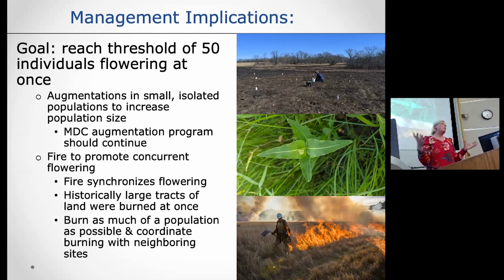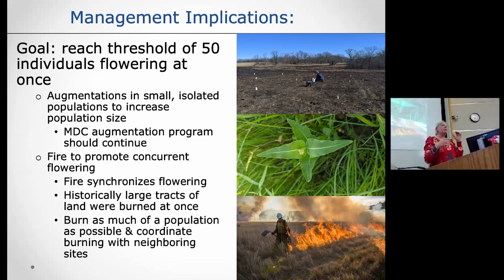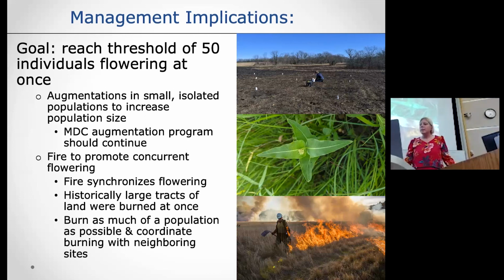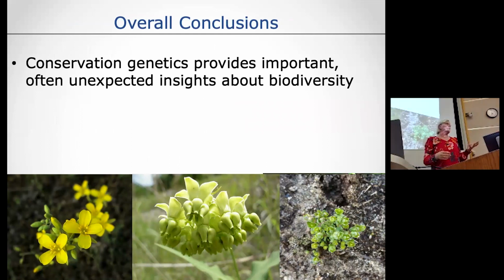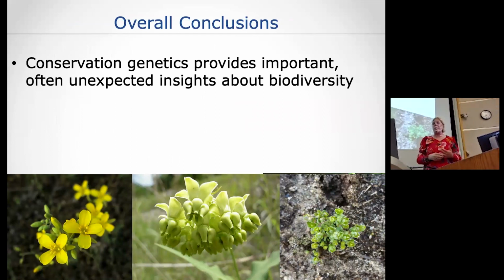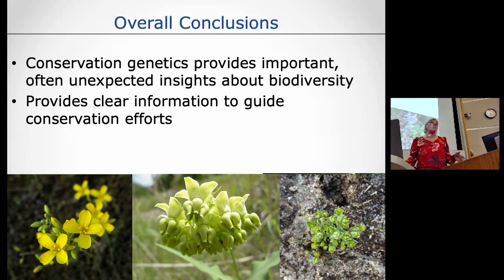Or burn as much of a population as you can, coordinate between neighboring sites to burn them all at the same time so that we can get a synchronization of flowering, so we can get that critical threshold of 50 individuals flowering at once. Okay, so overall, in conclusion, conservation genetics, I think, in all these cases, has provided unexpected and important insights about biodiversity, and it provides very clear information about species management.